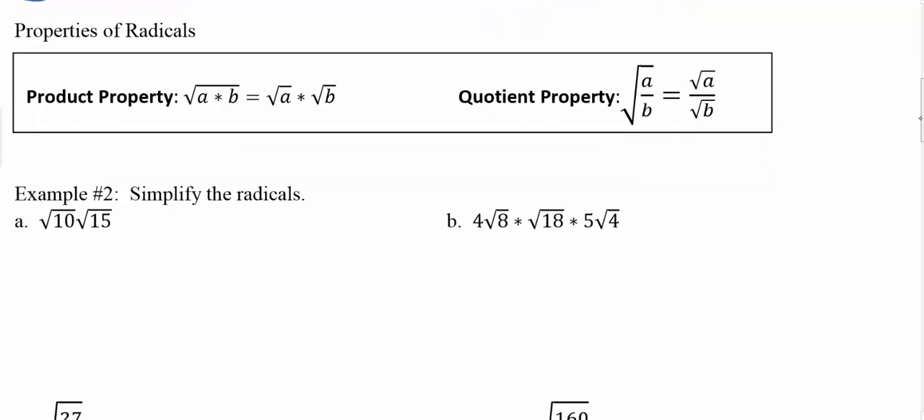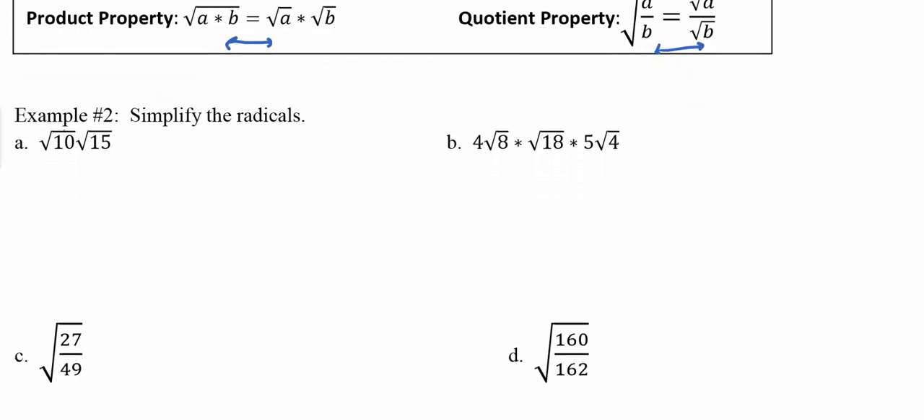There are 2 properties of radicals that we're going to use for simplifying the next few problems. First is the product property, which says if you take the square root of a times b, you can separate those into 2 different radicals and multiply together. The same is true in the other direction. So if you're multiplying 2 radicals, you can combine them and multiply them underneath one radical. And the same goes for the quotient property. If you have a fraction and you're taking the square root of the entire fraction, you can take the square root of the numerator and the square root of the denominator.